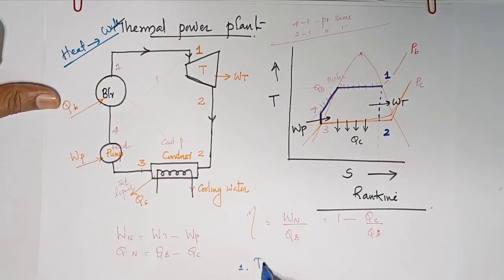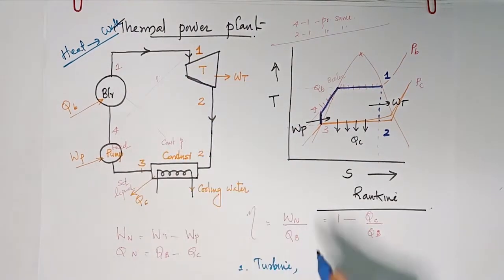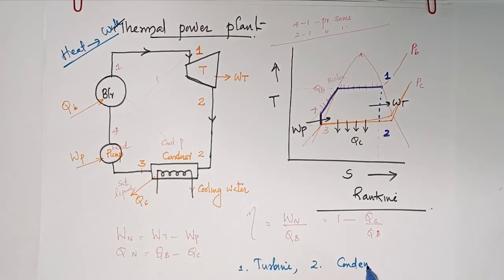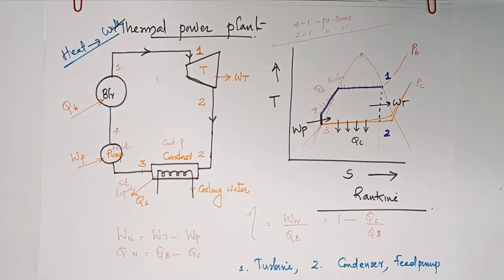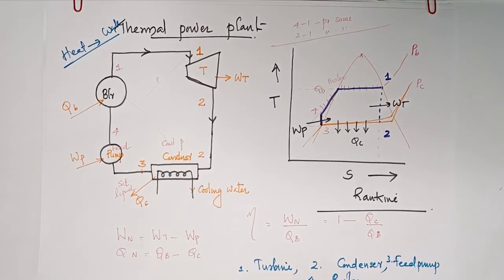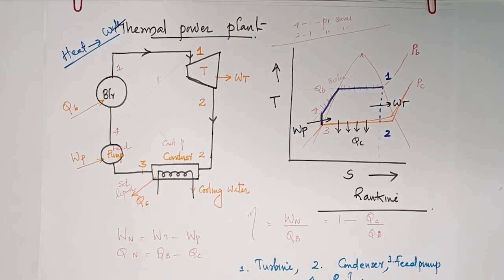One, there is a turbine. There is a condenser. I discussed condensers in the last classes, and we have done many problems on condensers. Then this is a feed pump. We can see a feed pump, and the last one is the boiler. Boilers also we have studied.